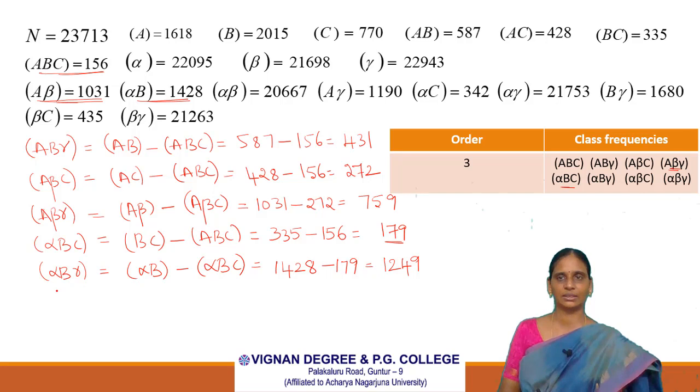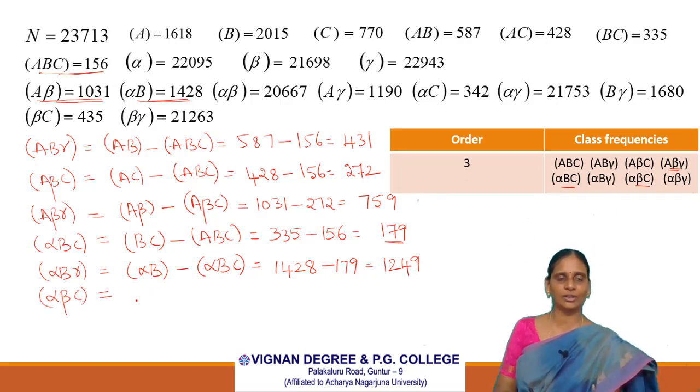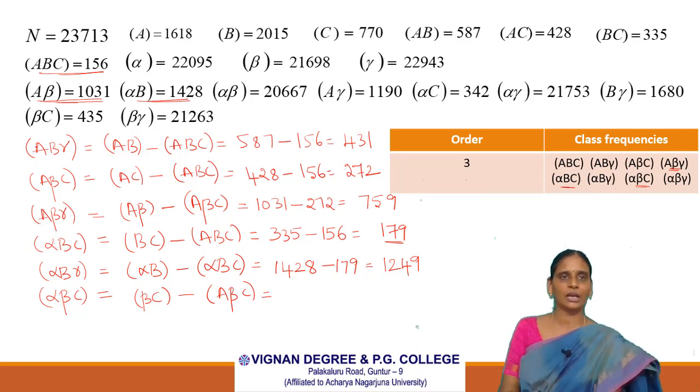And next one is frequency of alpha beta C. Frequency of alpha beta C can be written as frequency of beta C minus frequency of A beta C. Now the value of frequency of beta C is equal to 435 minus frequency of A beta C. So frequency of A beta C value is 272. 435 minus 272, we get 163.